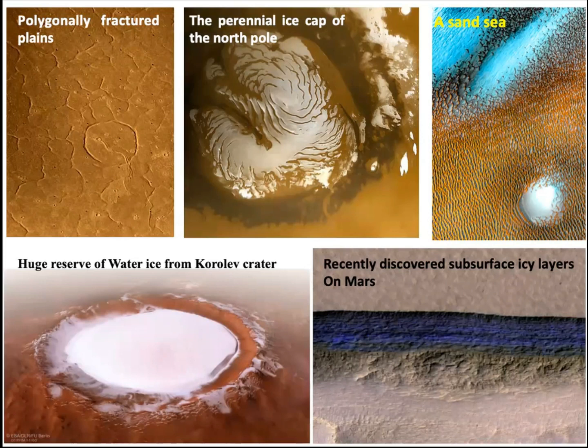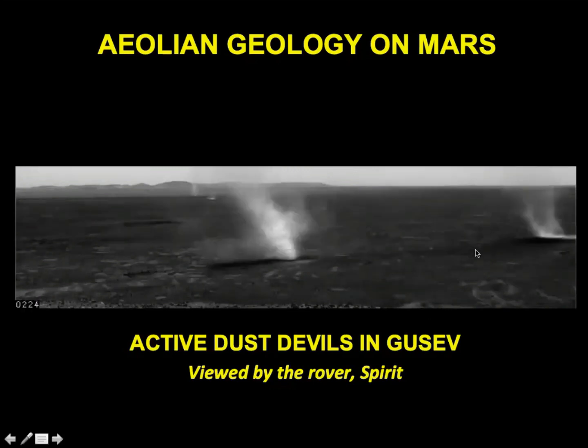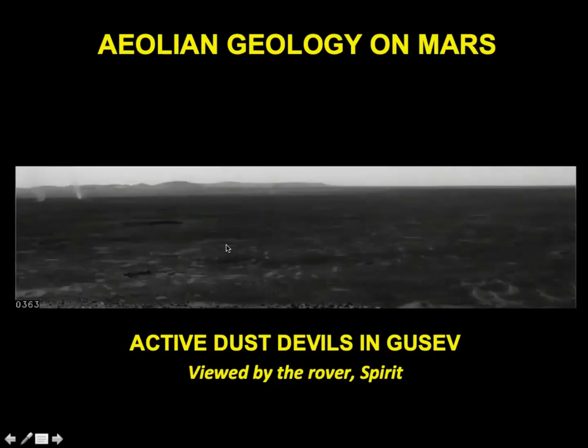So these are some of the answers: water might have been used for the formation of hydrous minerals. Some of the water is still preserved as permafrost regions in the subsurface. See here, strong dust devils are there, which is indicative of Aeolian activity on Mars. You can notice the dust devils, Aeolian activity.